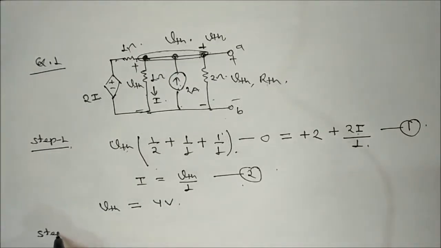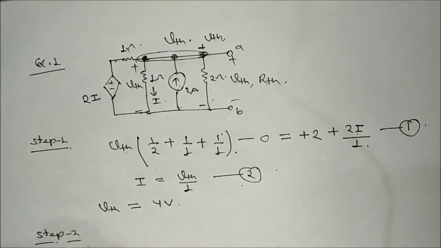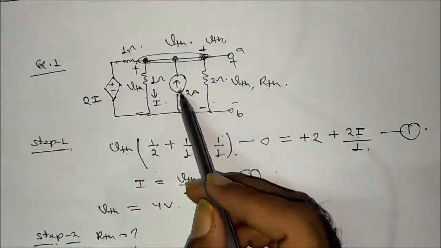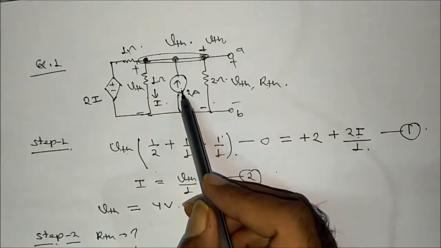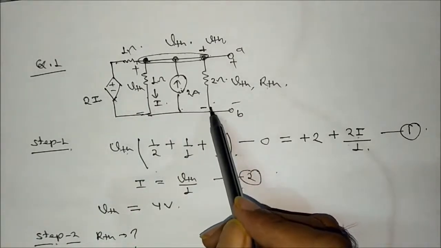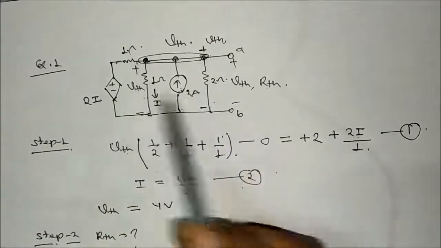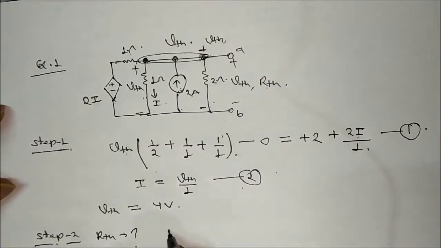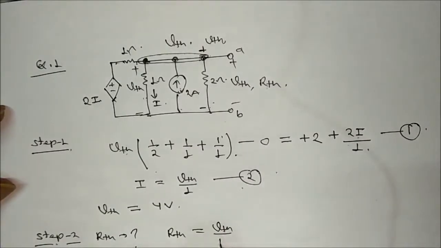Now the next thing is step 2, to get RTH. See the network. Can I apply method 1? No, we can't apply because there is a dependent source. Can I apply method 2? Yes, we can. Can I apply method 3? Yes, we can. So I'm going for method 2. RTH will be equal to VTH divided by ISC, that is the short circuit current.